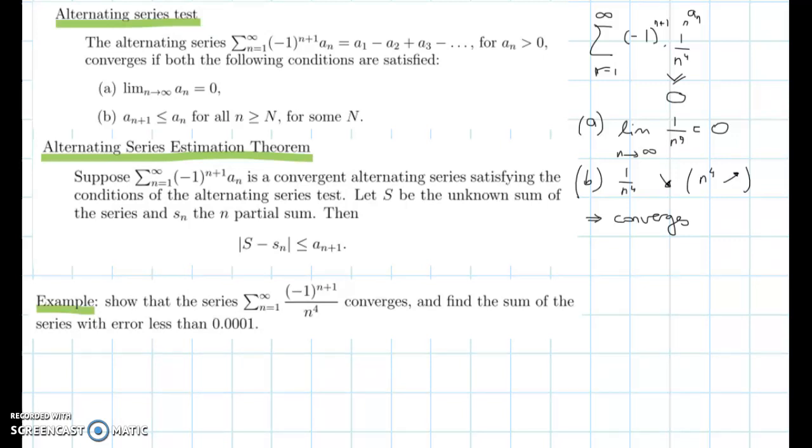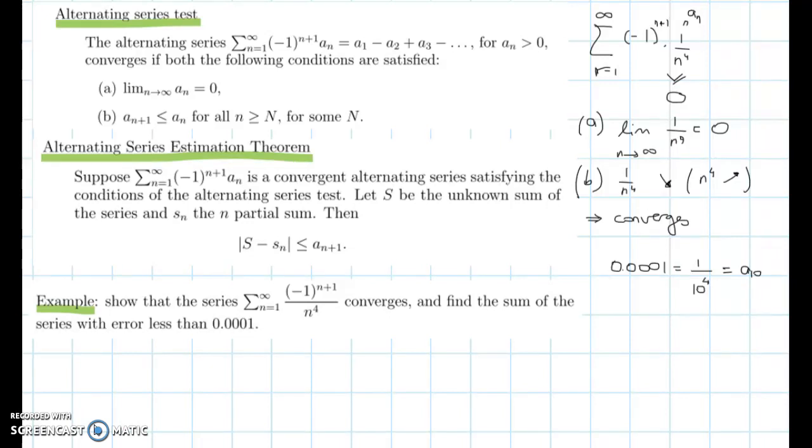Now we would like to look at an estimate for the sum. We cannot find the sum, but we want to know up to which partial sum we need to consider to make sure that the error is less than 0.001. And let's begin by noticing that this 0.001 is actually 1 over 10 to the power of 4. This is by definition the term a_10.